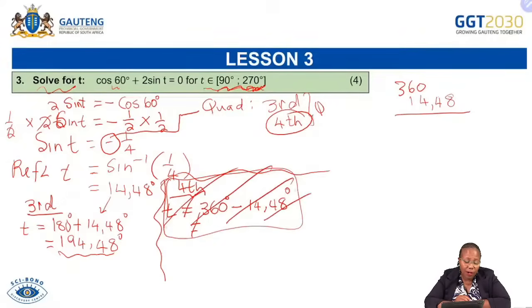Then the first mark will go for the simplification of having 2t equals to half. The second one for having sin t equal to 1 over 4. Third one for the reference angle. And the fourth one for the final angle, which is 194,48. So this is worth 4 marks, grade 12.